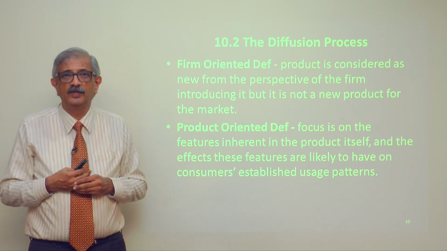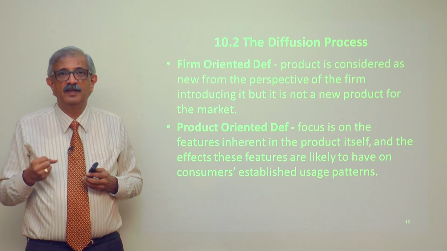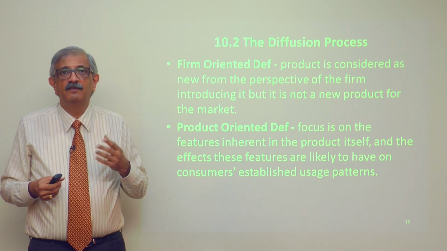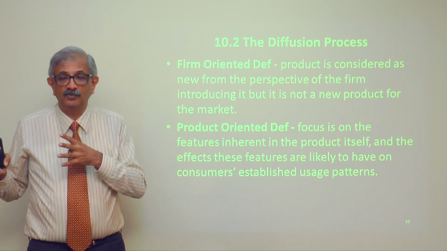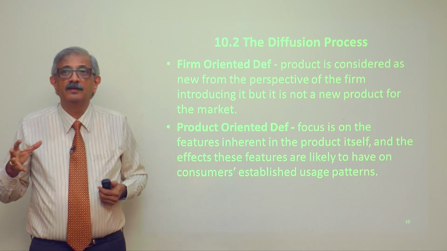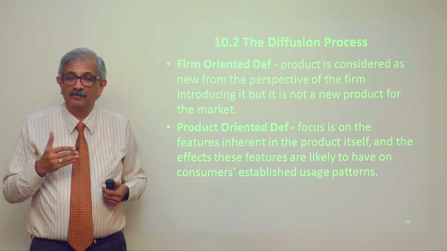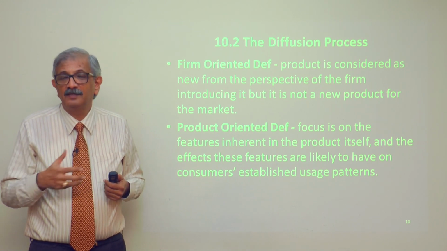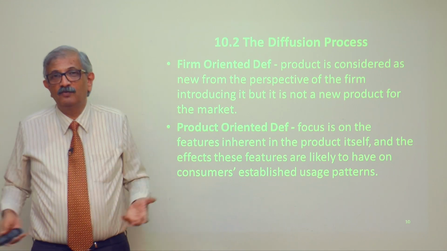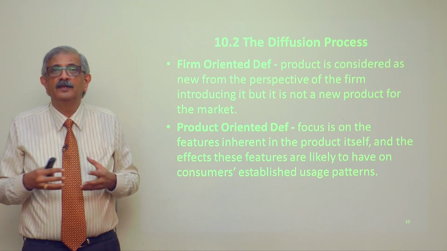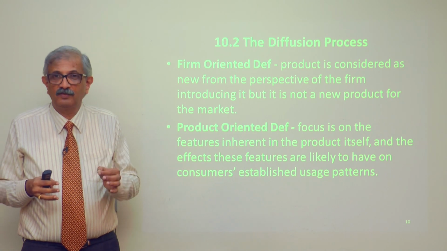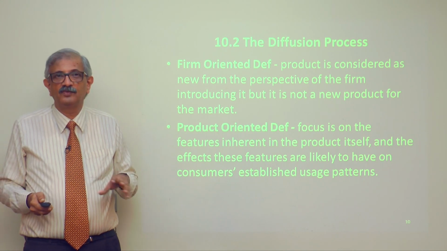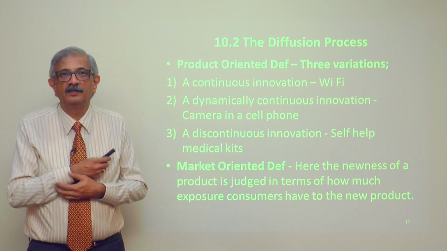Product-oriented innovation focuses on the feature, making a product feature-oriented, inherent in the product itself, and these features are likely to affect the consumer's established usage pattern, like making the toaster automatic. Earlier, toast used to get burnt, therefore the woman had to be present while the toast was being made. But as the lifestyle changed, the need was felt. Toaster makers have done the automation. So you set it for the time or the brownness you need, and it will automatically stop and pop it out, so the woman can do other tasks. So that's a product-oriented, feature-specific innovation.